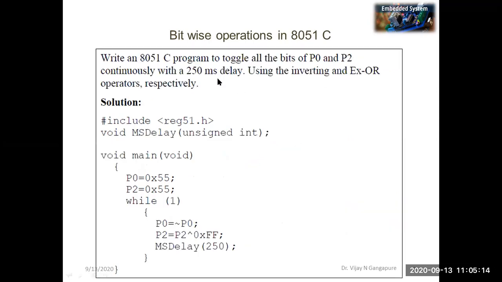Okay, now the next program. Write an 8051 C program to toggle all the bits of port 0 and port 2 continuously with 250 millisecond delay using the inverting and XOR operators respectively.